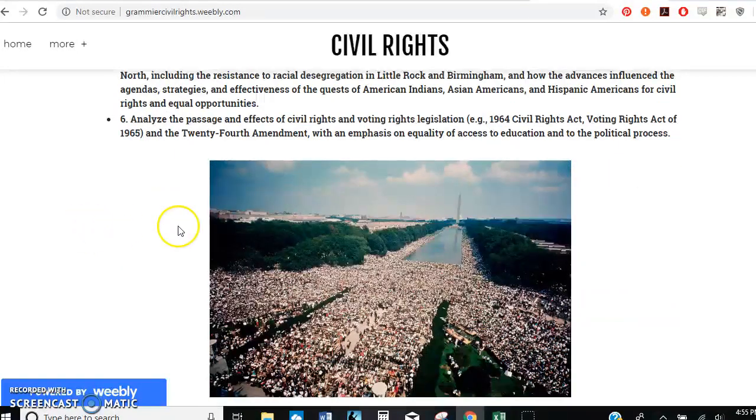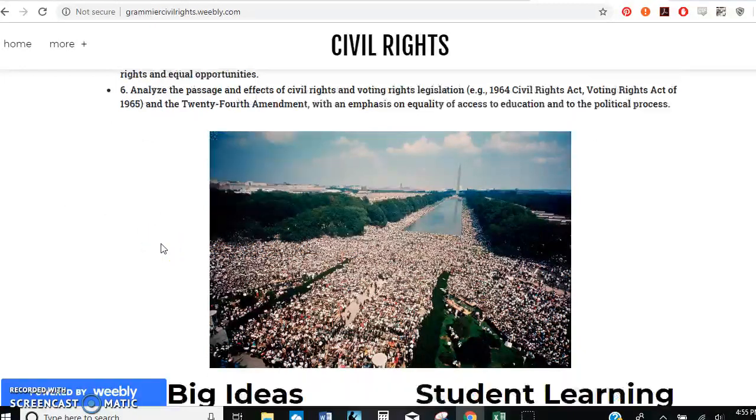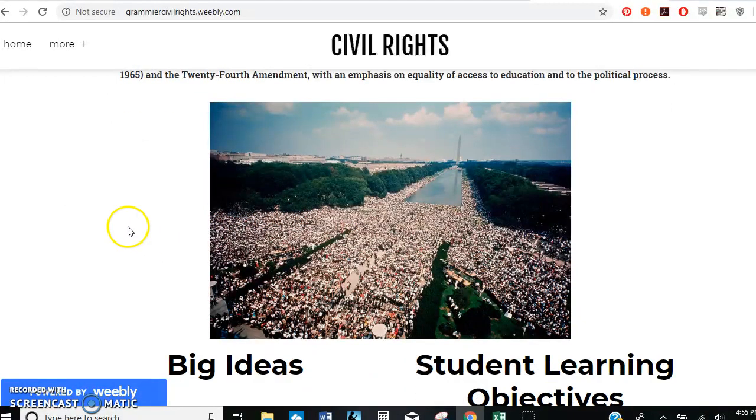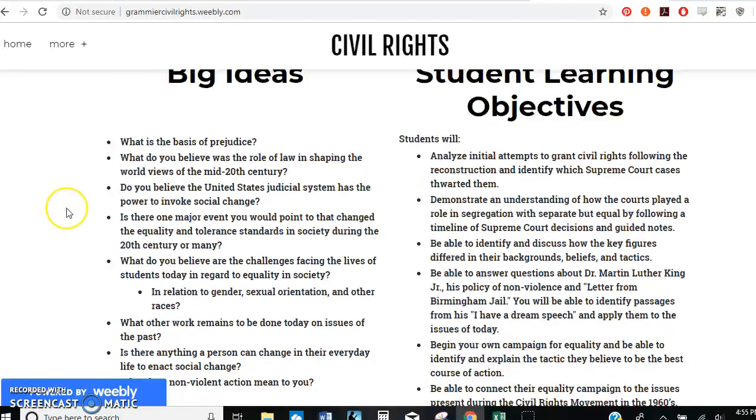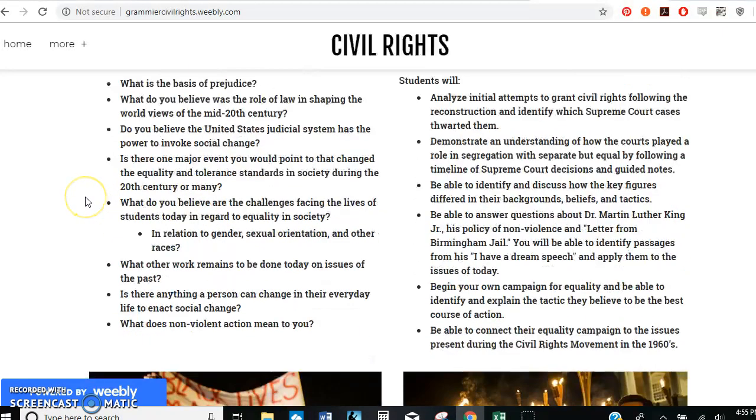I have also included a photo here, which is a pretty iconic photo of the Million Man March, and this is where Dr. Martin Luther King famously spoke as well. The big ideas are going to focus around the basis of prejudice, the role of law, the judicial system, and invoking social change during the civil rights movement in the 20th century. Also, the ways that it invoked social change for the negative, and then how it tried to change that change in the latter part of the 20th century.